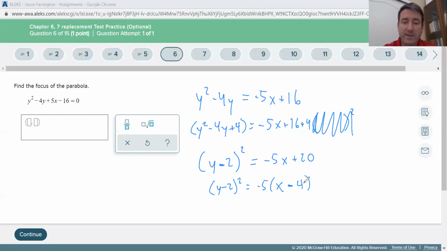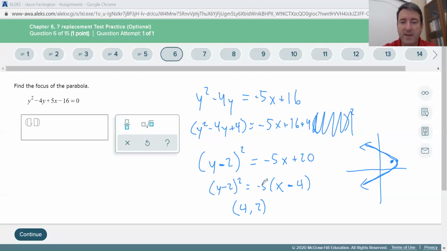All right, so here we can see that the vertex of this parabola is going to be at 4, 2, the number we're subtracting from x, and then the number we're subtracting from y. So here's our vertex. And we know that the y is being squared and the p is negative, so it's going to be coming down this way. And so our focus is going to be somewhere in here, and we need to figure out what that p is.